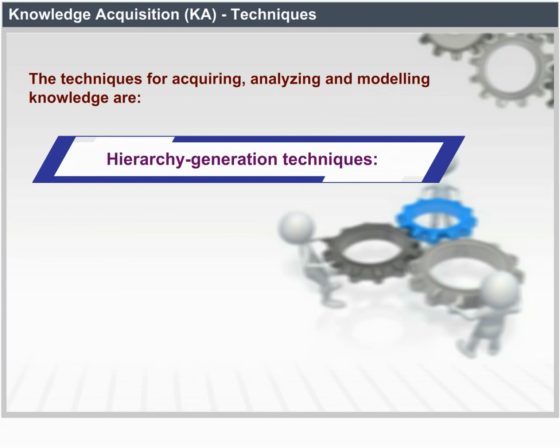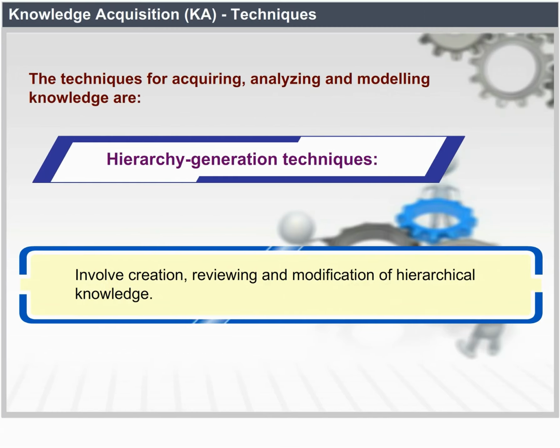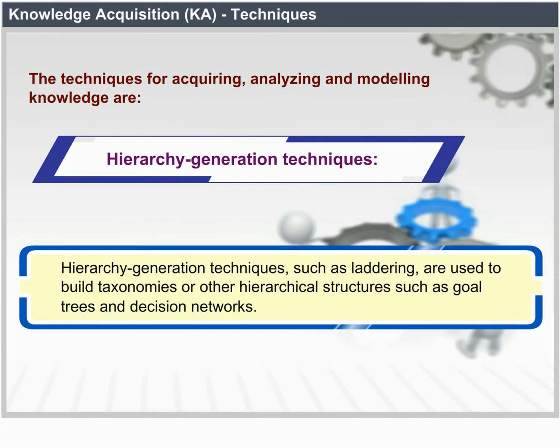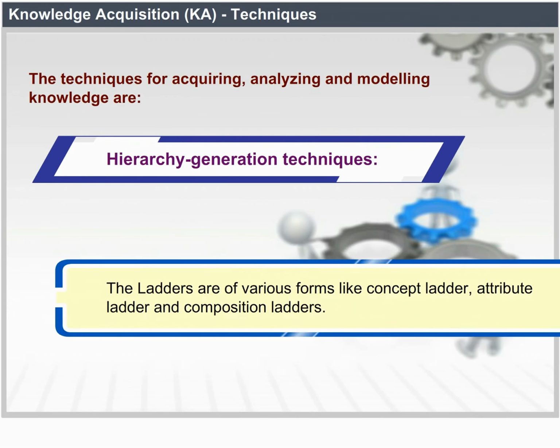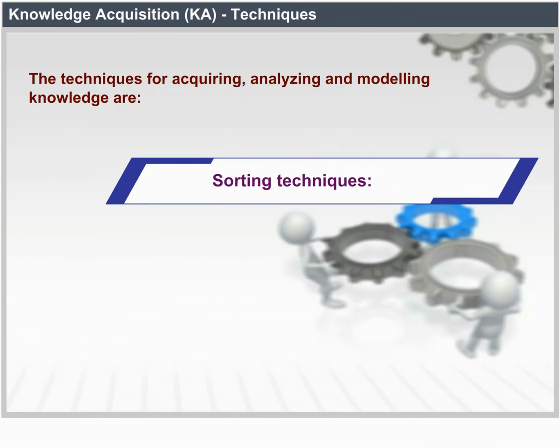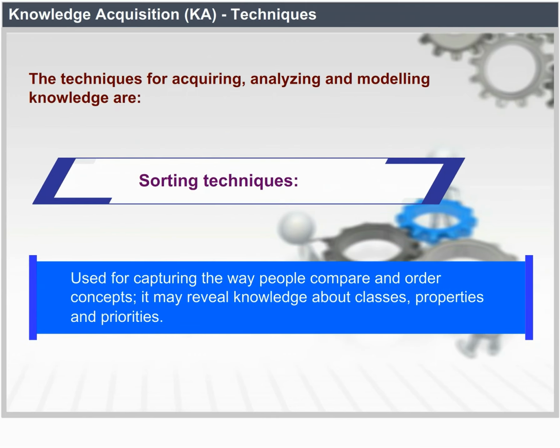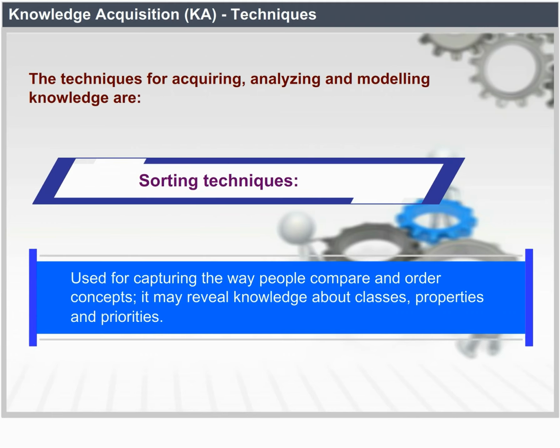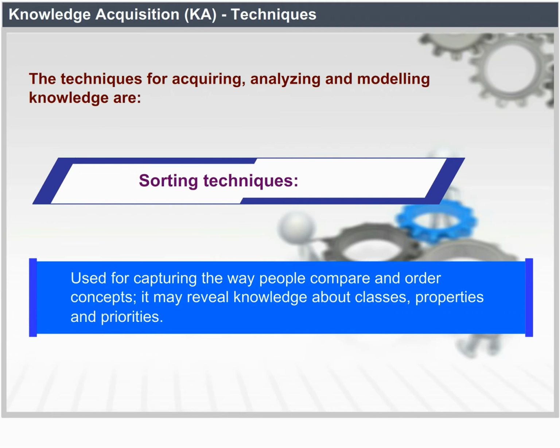Hierarchy generation techniques involve creation, reviewing, and modification of hierarchical knowledge. Hierarchy generation techniques such as laddering are used to build taxonomies or other hierarchical structures such as goal trees and decision networks. The ladders are of various forms like concept ladder, attribute ladder, and composition ladder. Sorting techniques are used for capturing the way people compare and order concepts. It may reveal knowledge about classes, properties, and priorities.